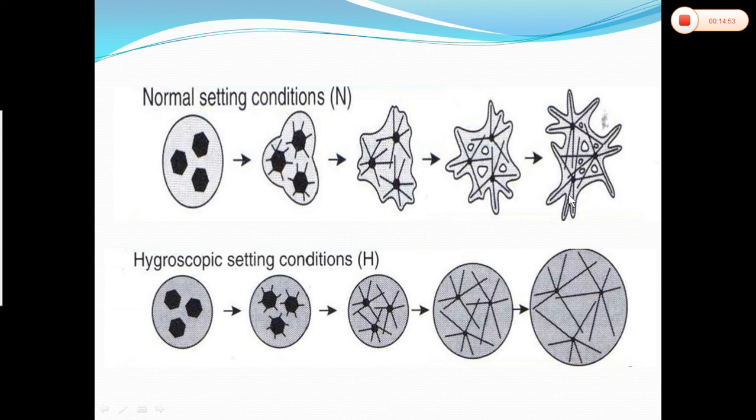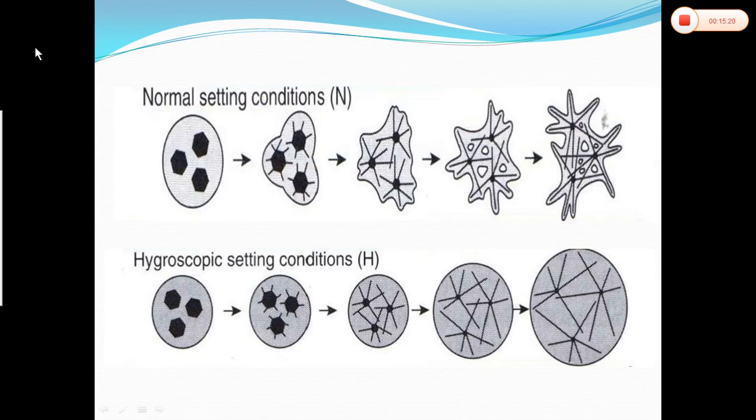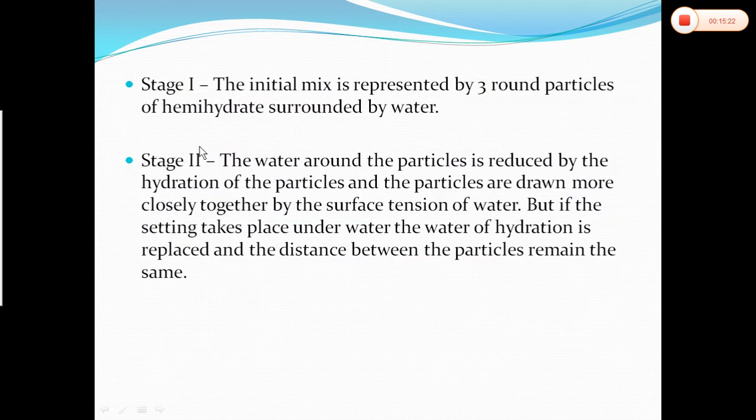So remember, this expansion does not happen chemically. It is only a physical change. So setting expansion is only a physical change, and hygroscopic expansion is double in magnitude, 2 times more than the normal setting expansion. If we see in stage 1, the initial mix is represented by 3 round particles of hemihydrate surrounded by water.